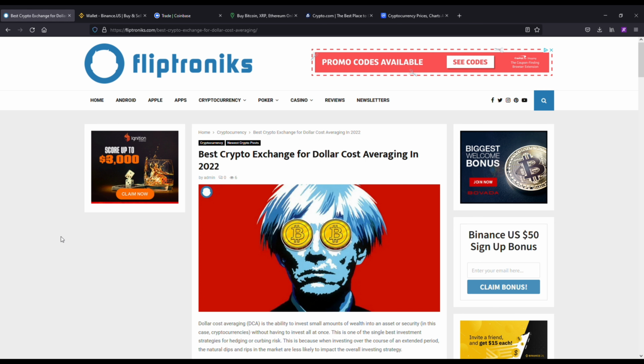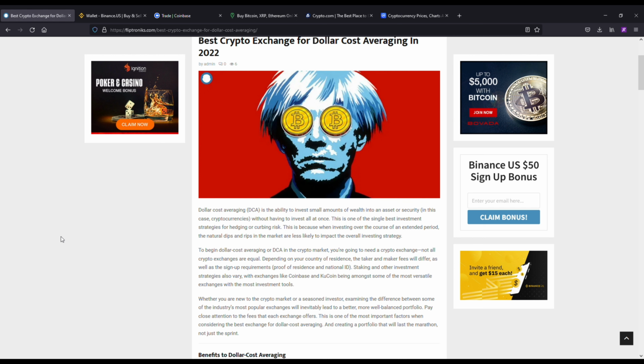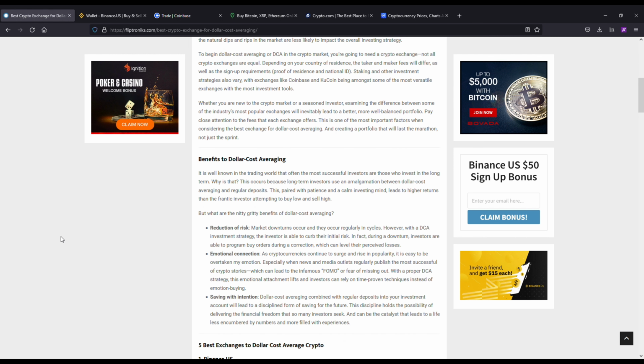Now, this is one of the best single investing strategies for hedging or curbing risk. This is because when investing over the course of an extended period, the natural dips and rips in the market are less likely to impact the overall investing strategy. Now, there are really three main benefits to dollar cost averaging, the first being reduction of risk, the second one, which is a big one, emotional connection.